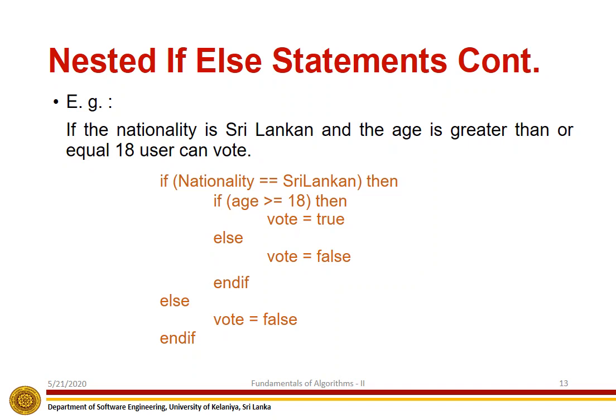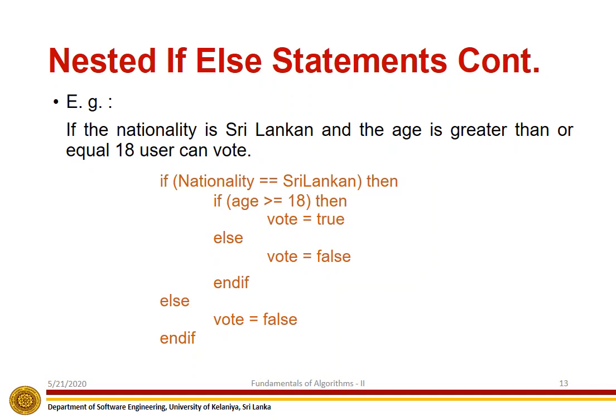Sri Lankan will be assigned to the nationality variable. It will not check the equality. Don't confuse those two. One equal sign is for assigning and two equal signs are for checking equality, right?